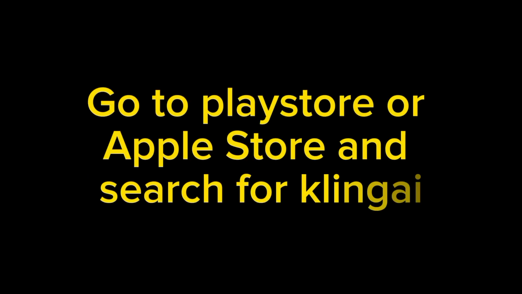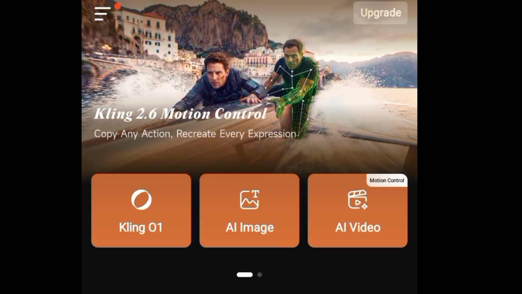So the next step is for you to go to Play Store or Apple Store and then search for Kling AI. Kling, this particular one here, that is the app. So once you search for it, go ahead to sign up and then the app will be open. This is how the interface is going to look like once you open your Kling AI. So you can see the features that embody Kling AI.